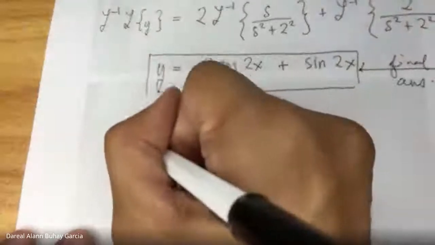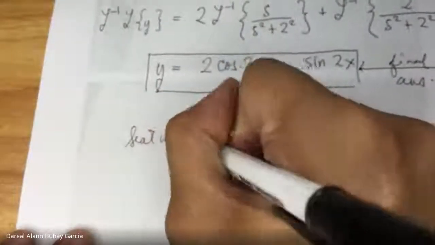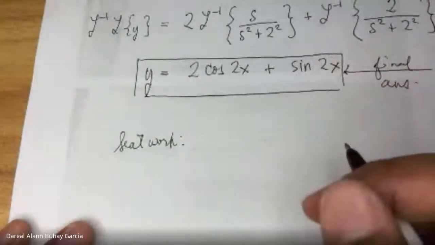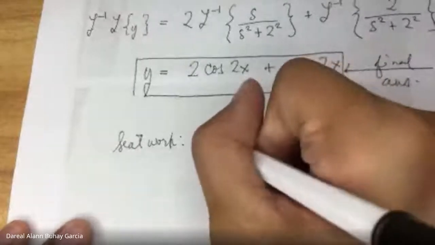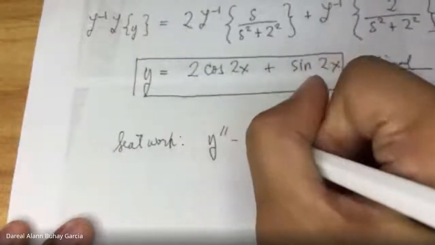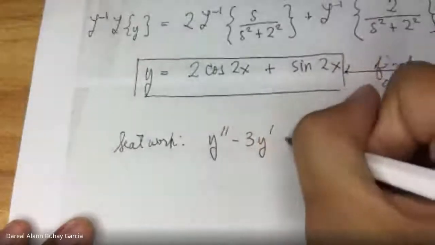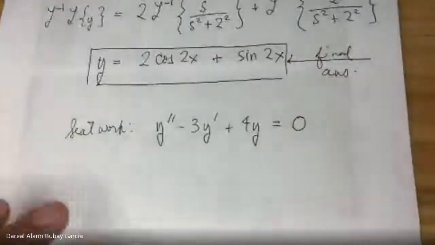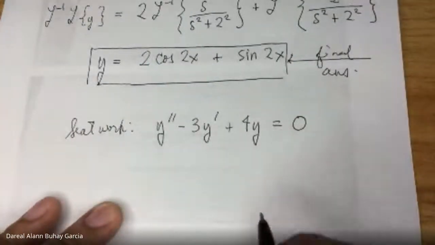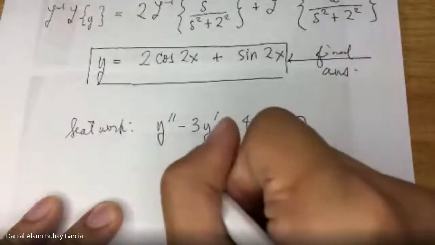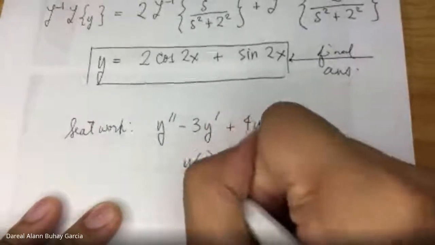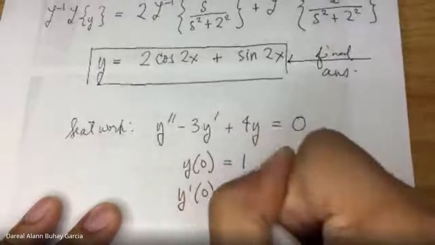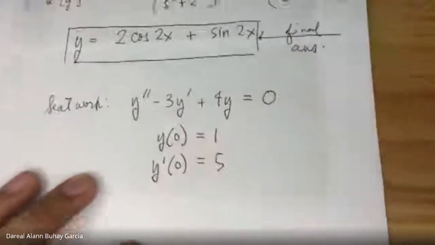Okay, seatwork. It's a bit challenging, but still the same. Y double prime minus 3y prime plus 4y is equal to 0, homogeneous again, where y0 is equal to 1 and y prime 0 is equal to 5.